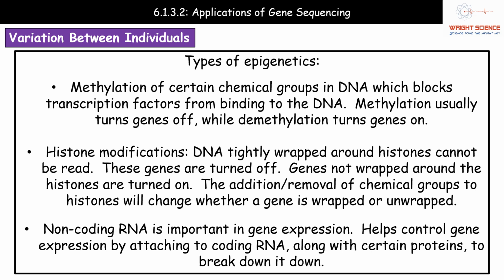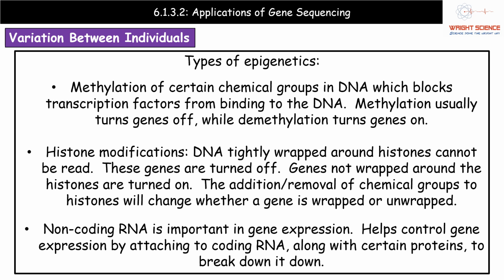In terms of the different types of epigenetics that we have identified so far, there can be methylation of a chemical group in the DNA. And if we're methylating a chemical group, then we're actually going to end up blocking the transcription factor from binding to the DNA in that region. So typically, methylation is switching genes off, because if a transcription factor can't bind, we're not going to be able to express that gene. If we want to turn a gene on, that would be a process of demethylation, removing that methyl group. Second one is the histone modifications.